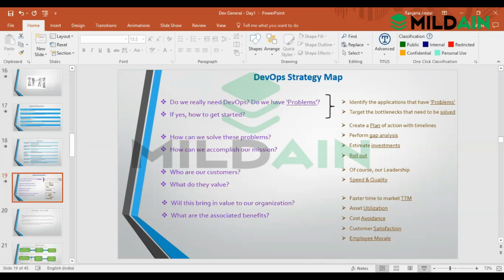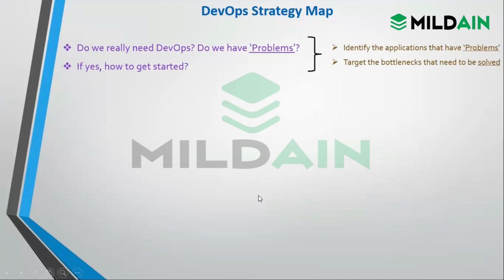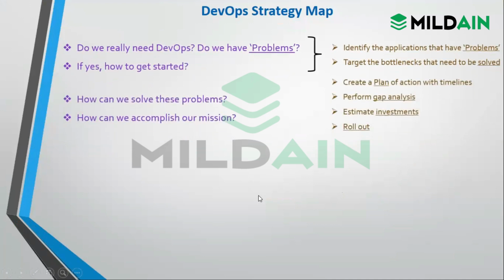So if you see in this DevOps strategy map, now the question comes: do we really need DevOps? Do we have a problem? If yes, how do we get it out? How do we come to know about the problems and bottlenecks which we are having? So what we do, as I have told you, is the assessment.